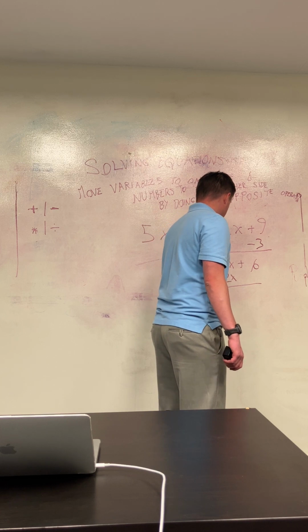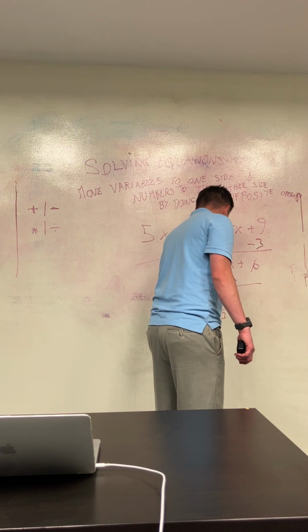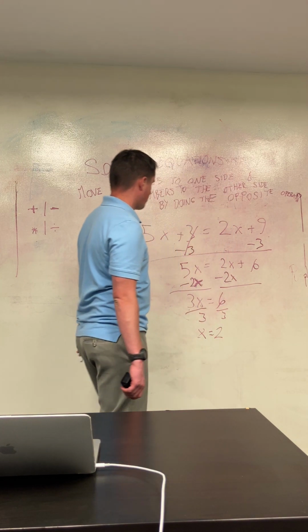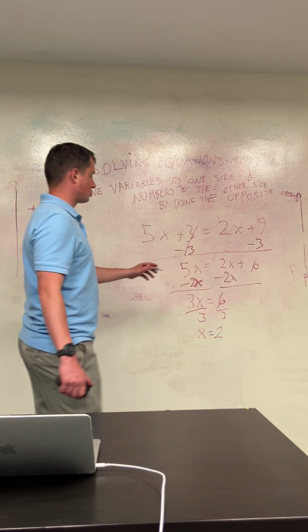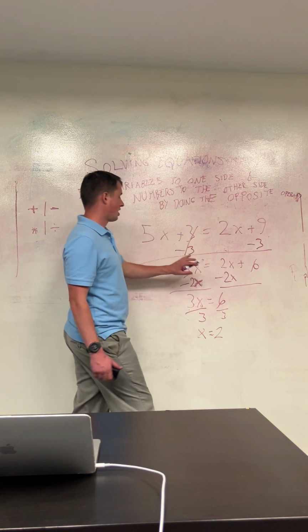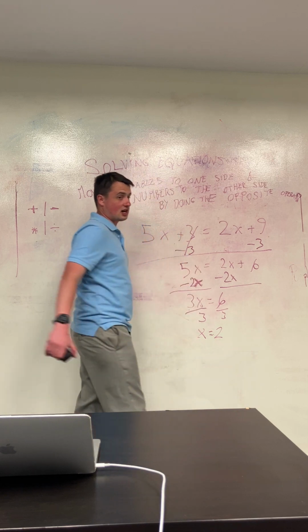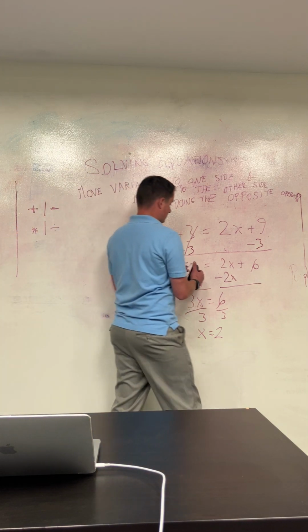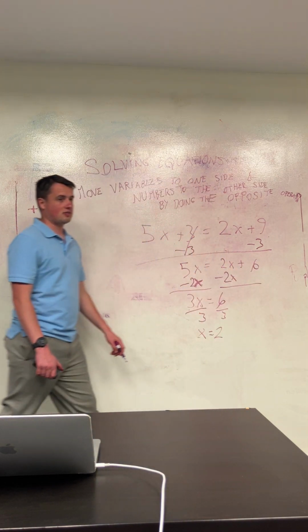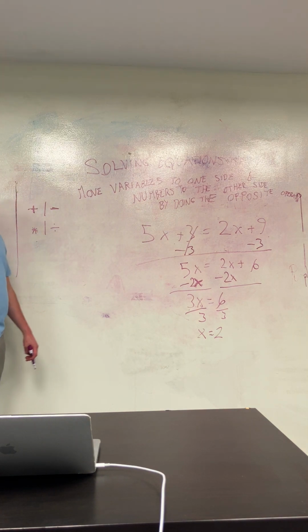Now we can do the division. Wait a minute, you crossed out 2x? Yep, because I subtracted 2x from both sides. So they've got all my x's on one side, because we're always trying to get the x's to one side and the numbers to one side.